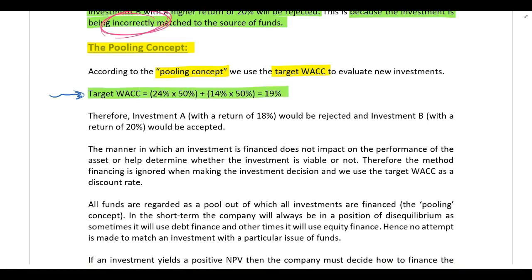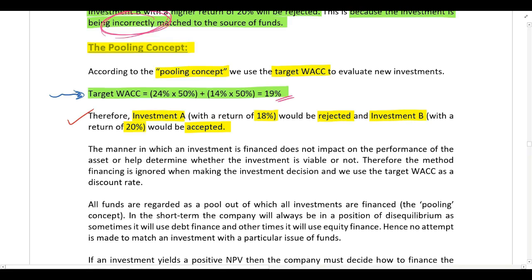Now, if we are trying to decide whether we should accept the investments or not, we compare the expected return to this target weighted average cost of capital. So investment A has an expected return of 18%. It's now going to be rejected because the return is less than the target WACC. And on the other hand, investment B, which has an expected return of 20%, is going to be accepted because the return is greater than the target weighted average cost of capital. And that makes logical sense. We are accepting the investment with a higher return and rejecting the investment with a lower return.